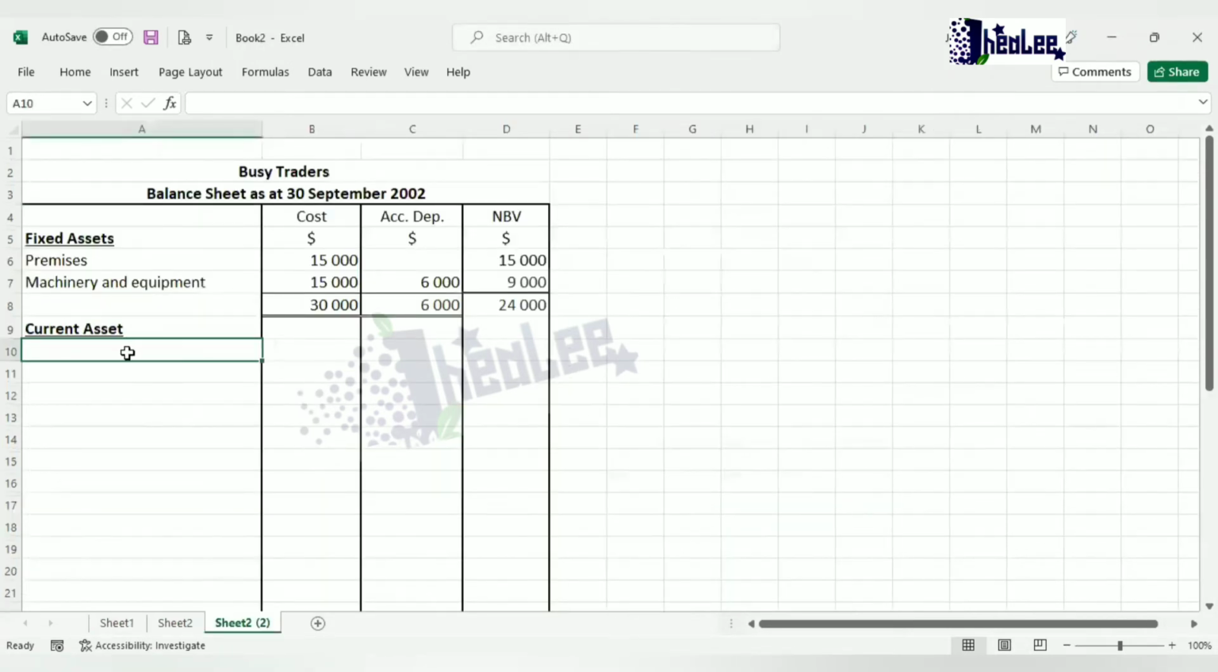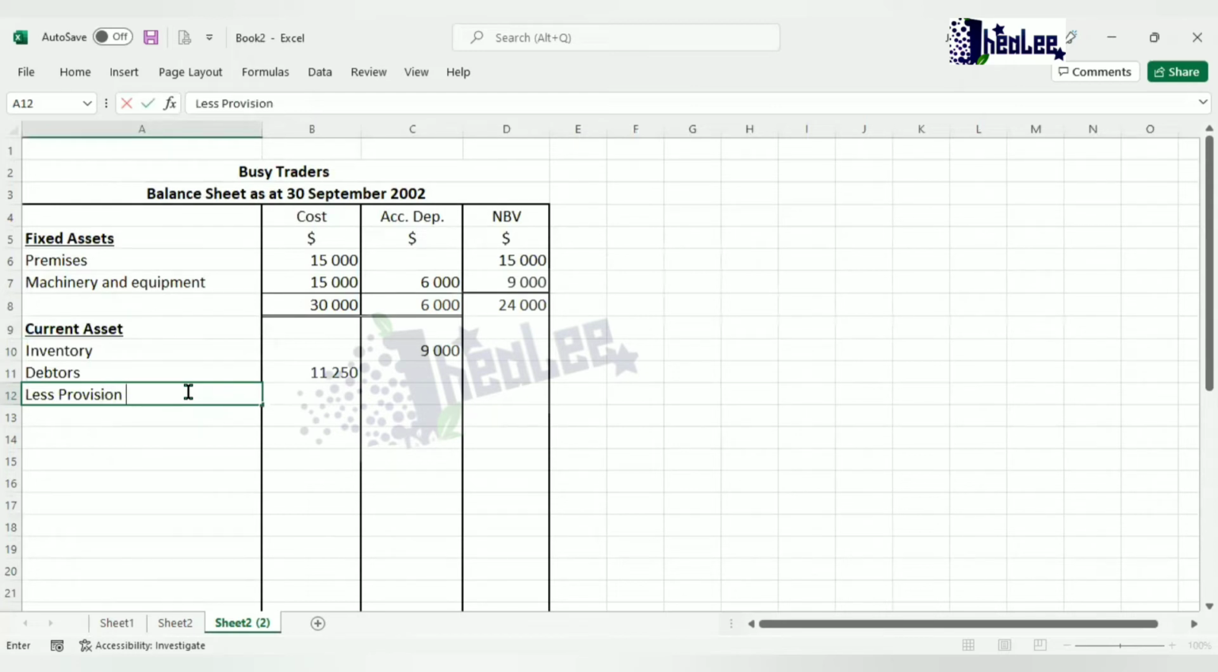So in the correct order is inventory, which is the stock. And remember, that's the closing stock figure. That figure was $9,000. The next item is debtors. And the other name for debtors, again, people, is trade receivables. And that was $11,250. From that, we are going to less the provision for bad debt, also known as provision for doubtful debt. And the current value, that is what you're using, the new value, the current value for the provision for bad debt, and that is $300.